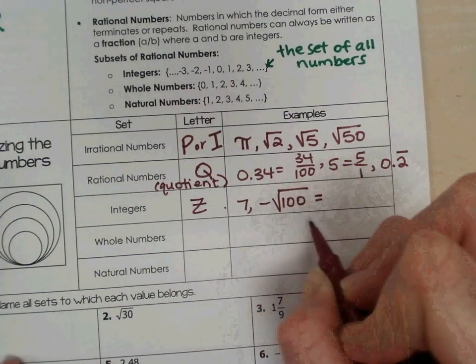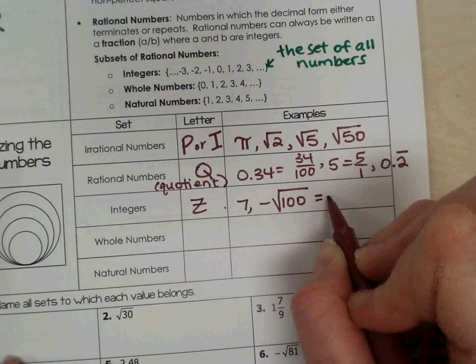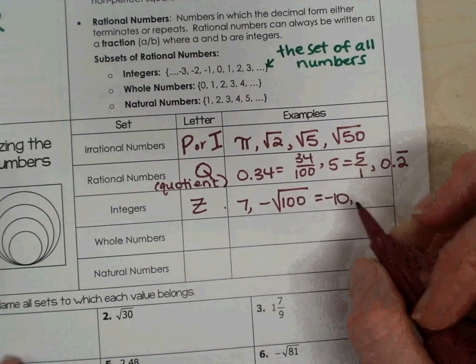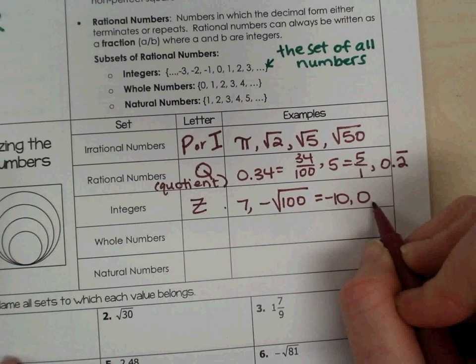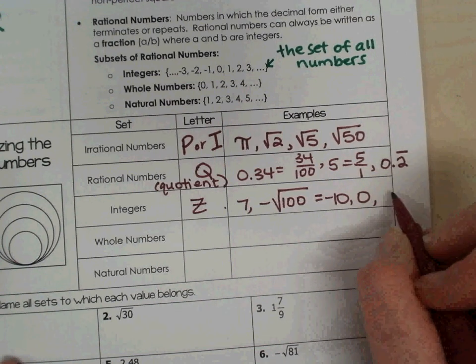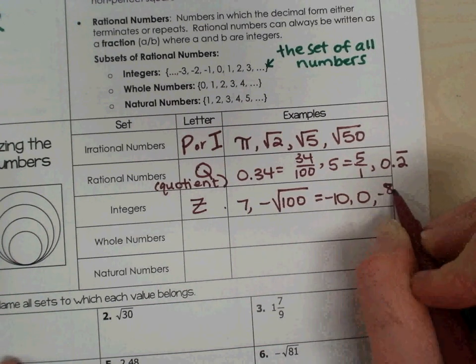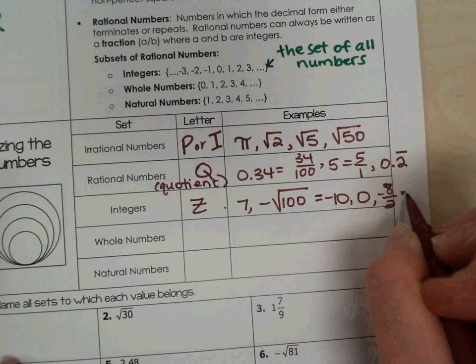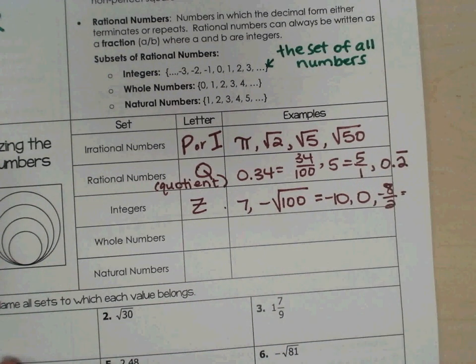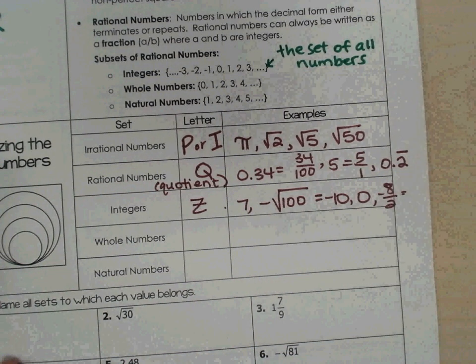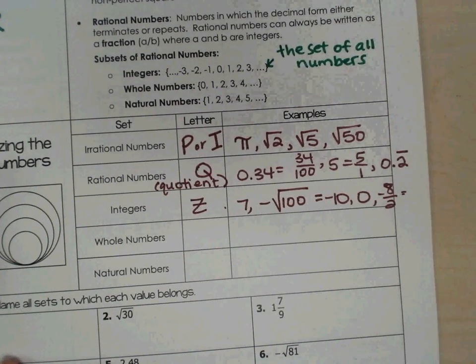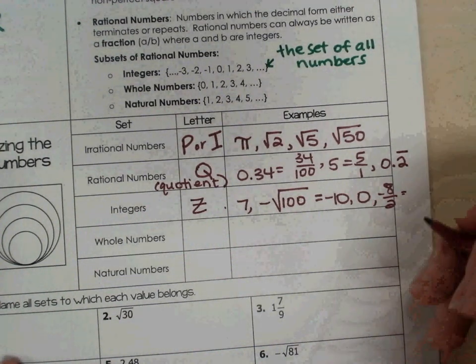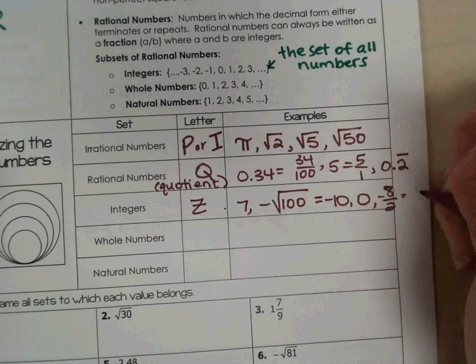So 7 is an integer, and negative square root of 100. I have to test your number sense here. Simplify: the negative square root of 100 is going to be negative 10. And 0 goes in the integers category. You look at negative 8 over 2 and you might think, quotient, fraction. Also, simplify before you decide the smallest category that those numbers can fit into, because negative 8 over 2 equals what?